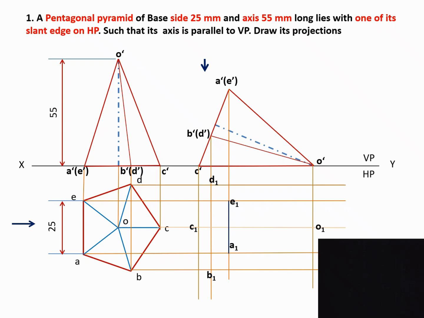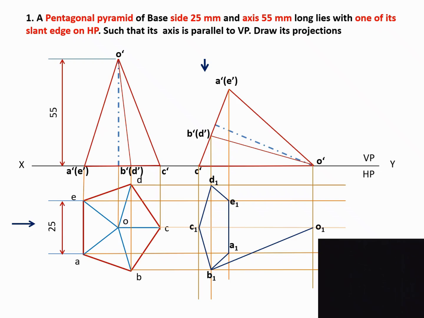First we have to join C, A, D. So we are going to join all the points. So this is how we are going to join all the points. So now we have to join the points to the O.